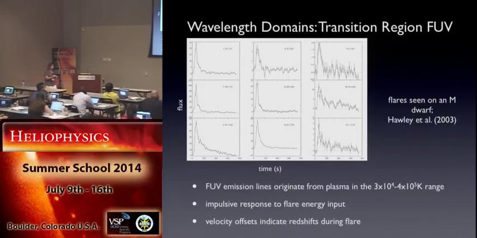In the far ultraviolet, with astronomical detectors, we have enough spectral energy resolution that we can actually deduce some velocities during the flare, and we can see red shifts and blue shifts happening during the flare. Line widths getting broader, indicating an increased amount of turbulence during the flare.